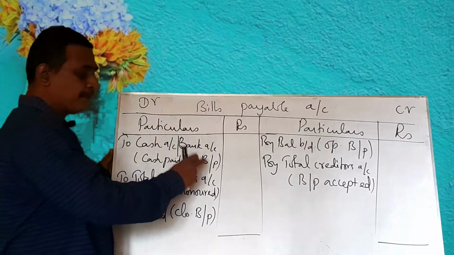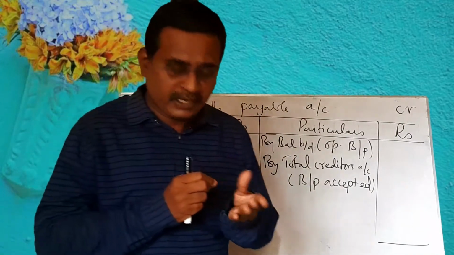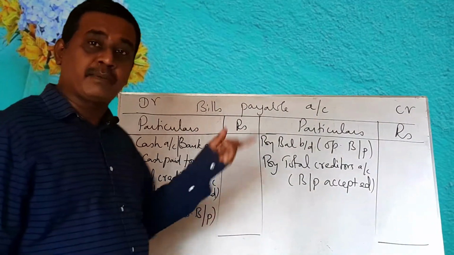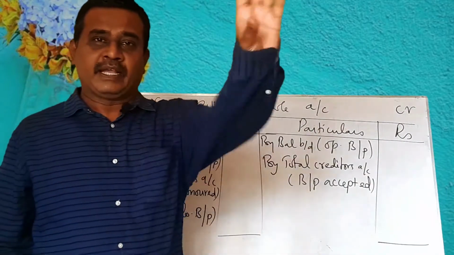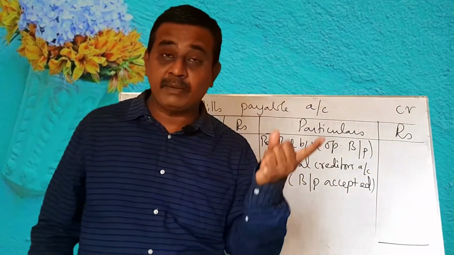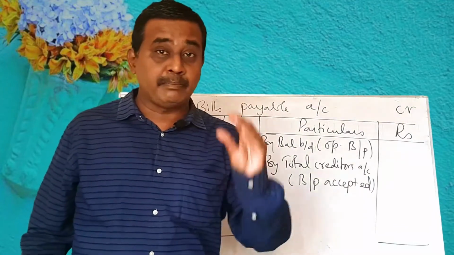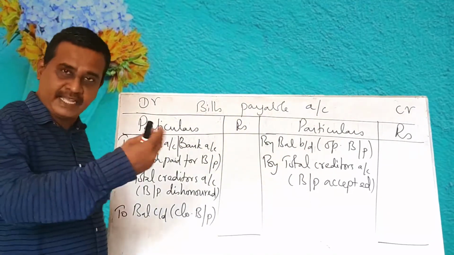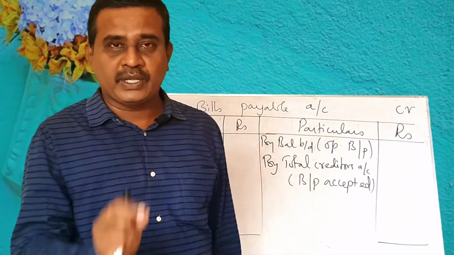Cash paid for BP. Remember, when cash is paid, do not immediately rush for writing the amount. Wait. Whether the cash is paid for bills payable or whether the cash is paid for creditors, you have to be very careful. If cash is paid for creditors, that will be taken to creditors account. Whereas if cash is paid for bills payable, that will be brought to this account. Now we have paid cash. What could be the entry? Bills payable account debit to cash account.